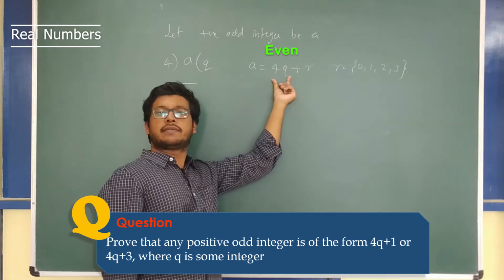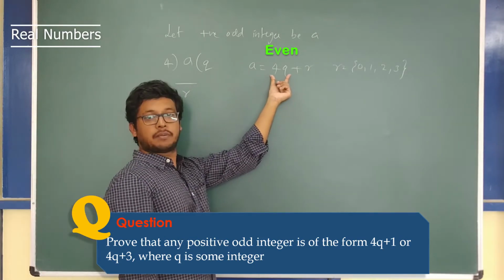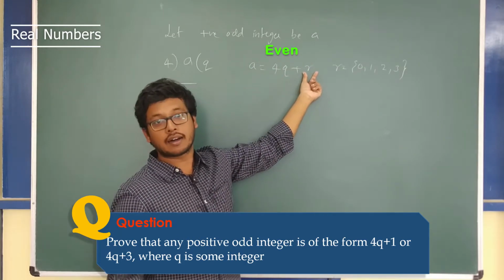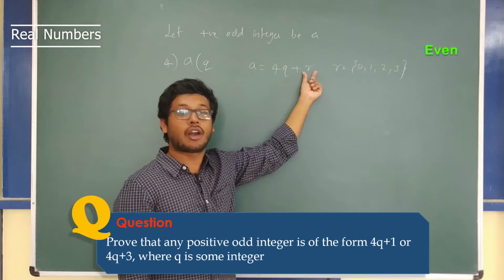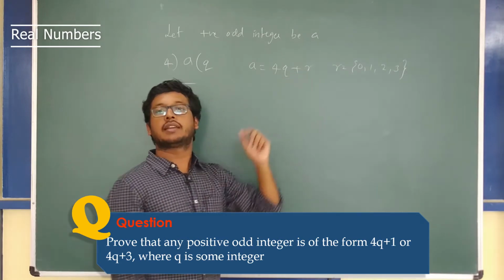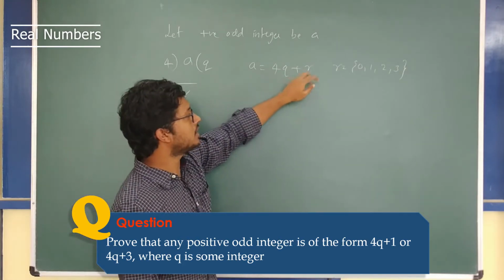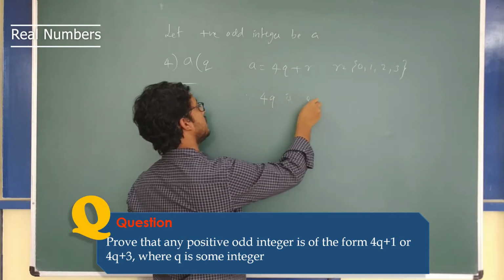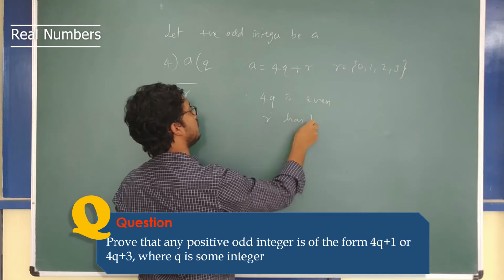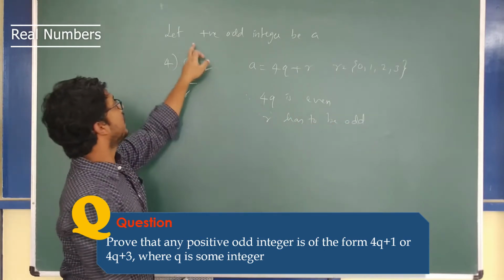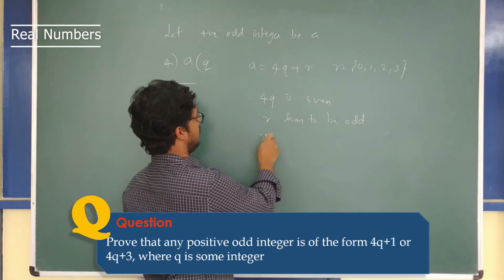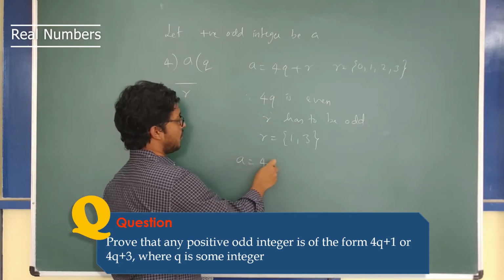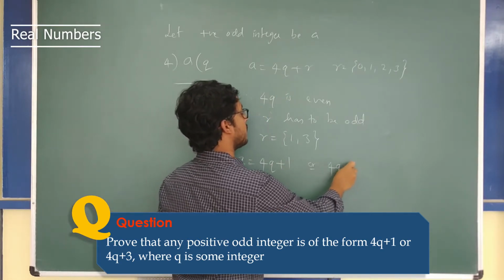4 into q is definitely an even number. Since this is an even number and a is an odd number, what has to be the r value? The r value definitely has to be an odd number, because even plus odd will give you an odd number. So if r has to be odd, the possible values of r are 1 and 3. Therefore a is in the form 4q plus 1 or 4q plus 3.